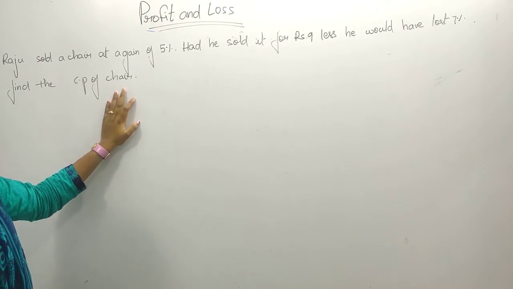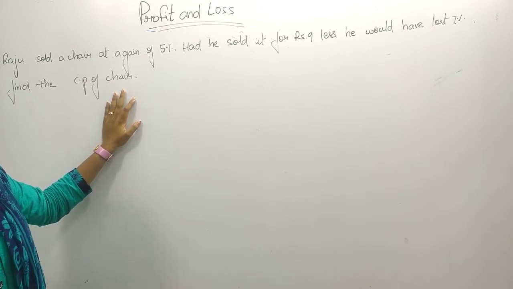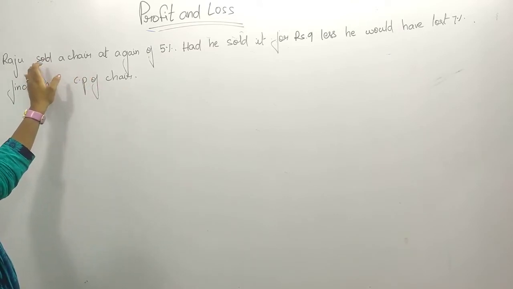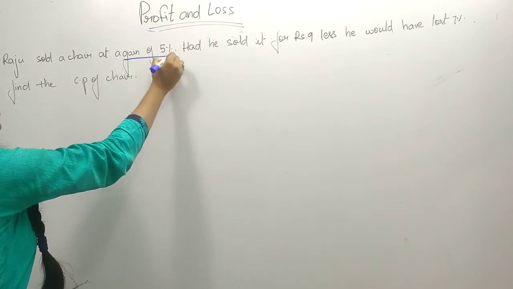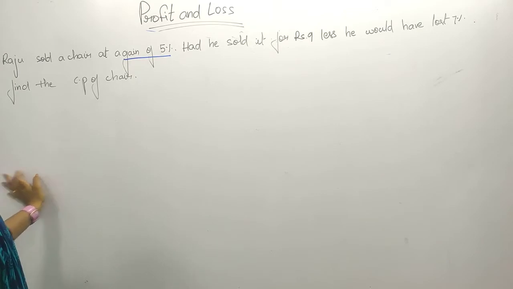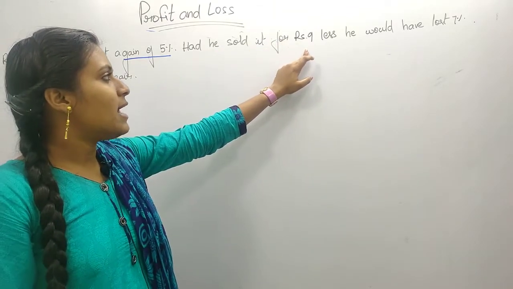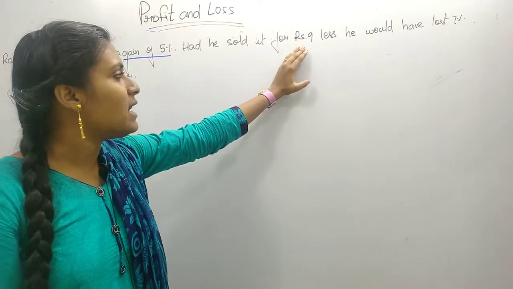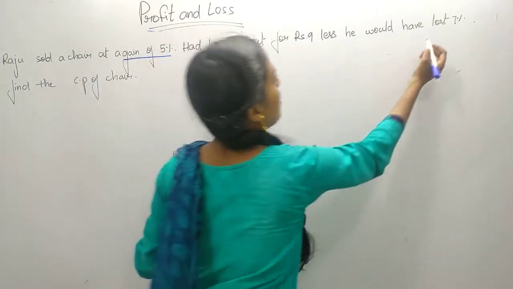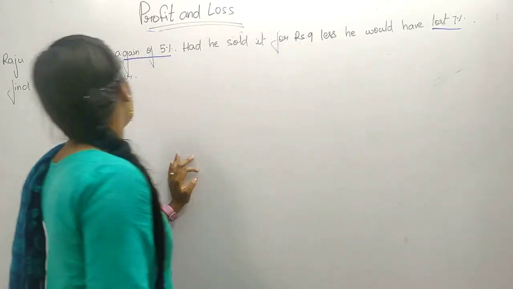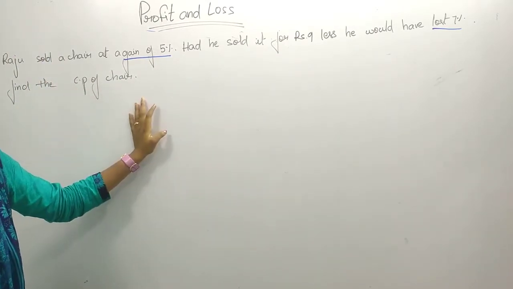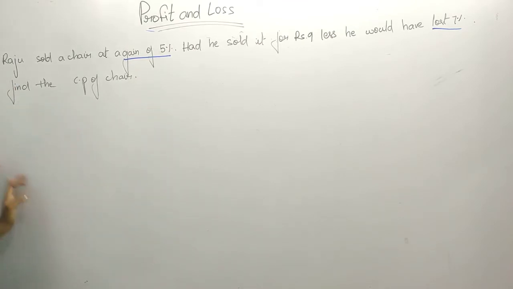Before solving the problem, you have to observe what the question gives and what formulas are to be used. What did he tell? Raju sold a chair at a gain of 5%. Otherwise, if he sold it for rupees 9 less, then he would have got a loss of how much? 7%. Here you have to find the cost price of the chair. The cost price is not given, so we have to find the cost price.